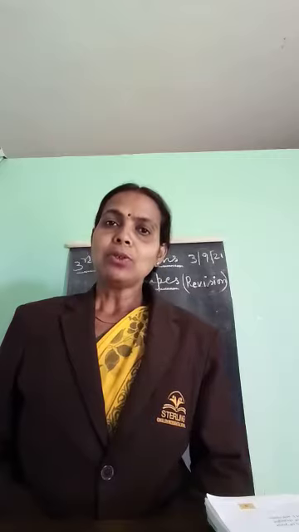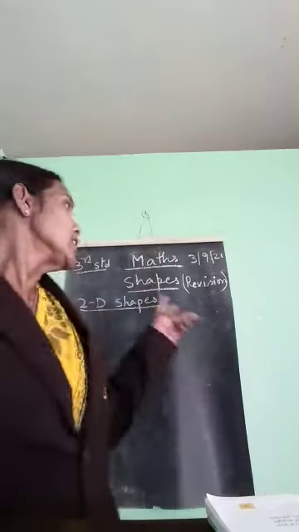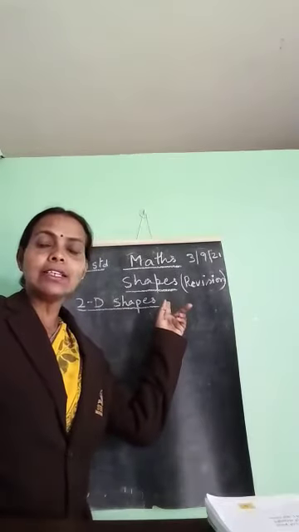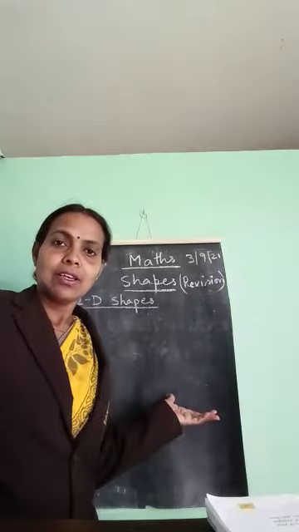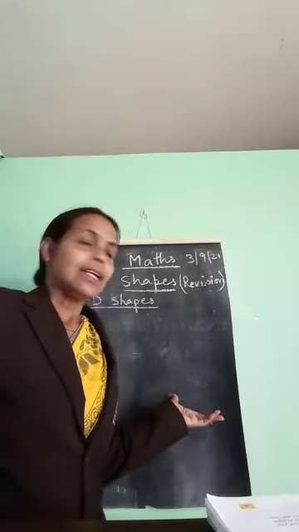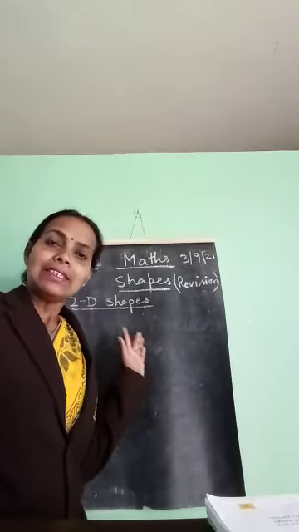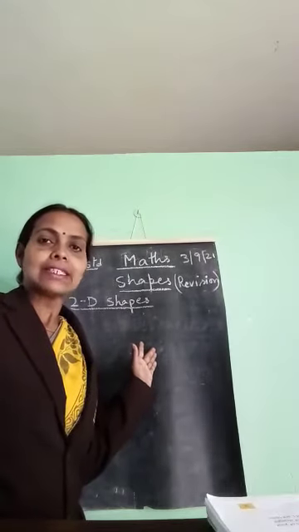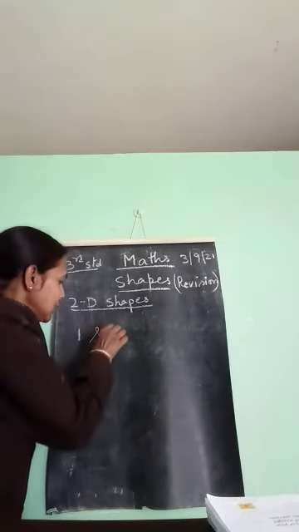I am going to start revision of unit 1, that is shapes. Children, you know that there are many shapes around us. Now here I am going to teach you 2D shapes. Many shapes are there. The four basic shapes are number 1, square.